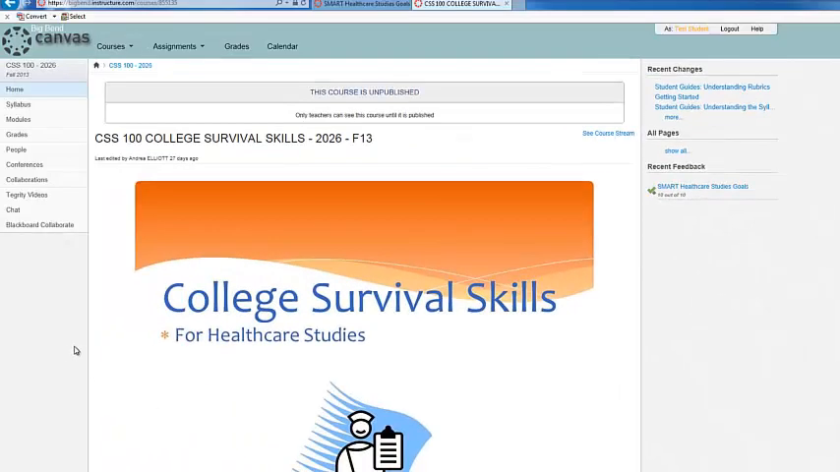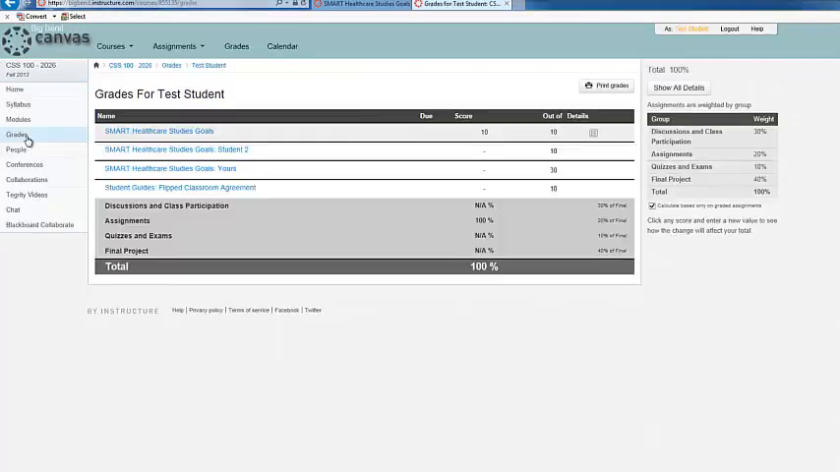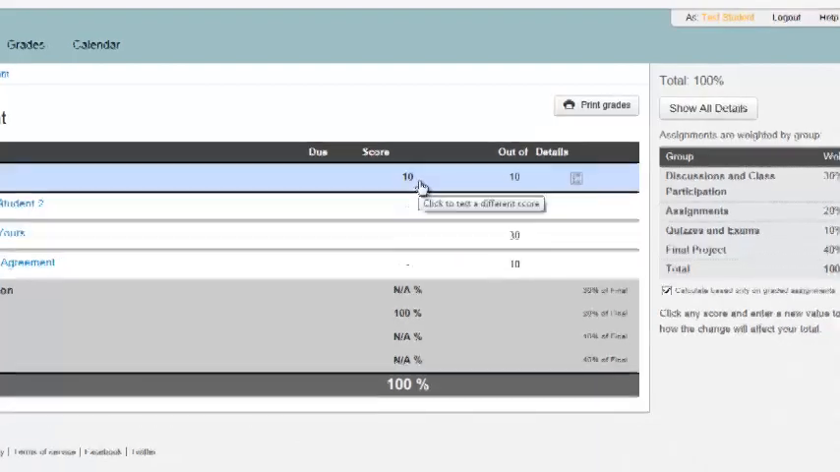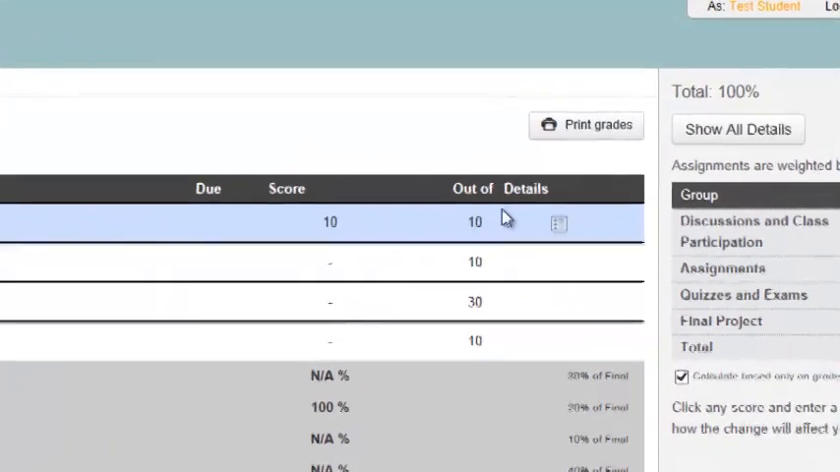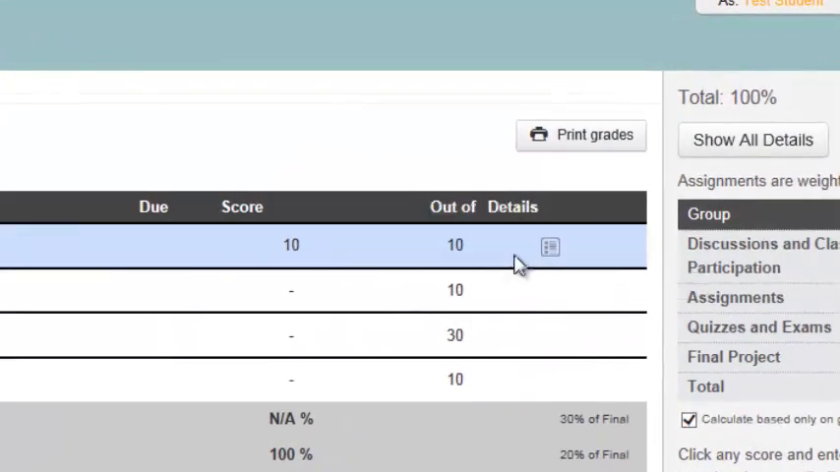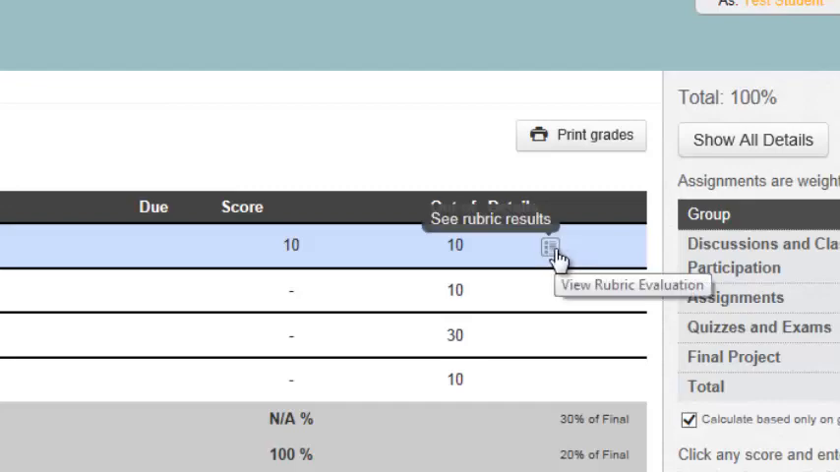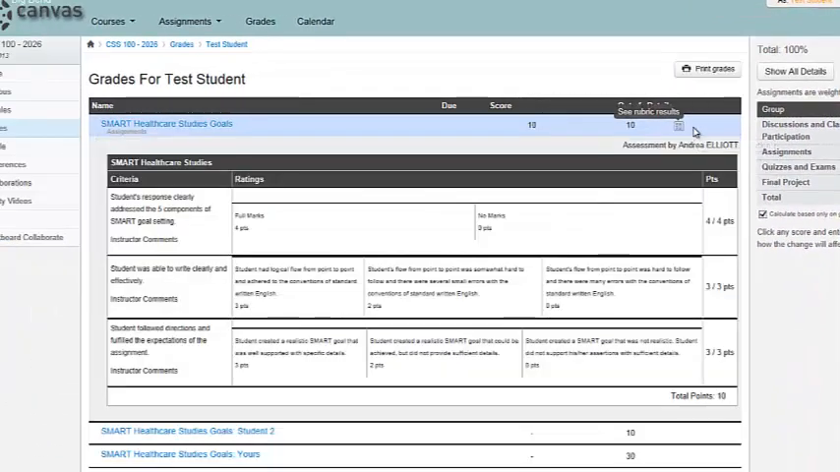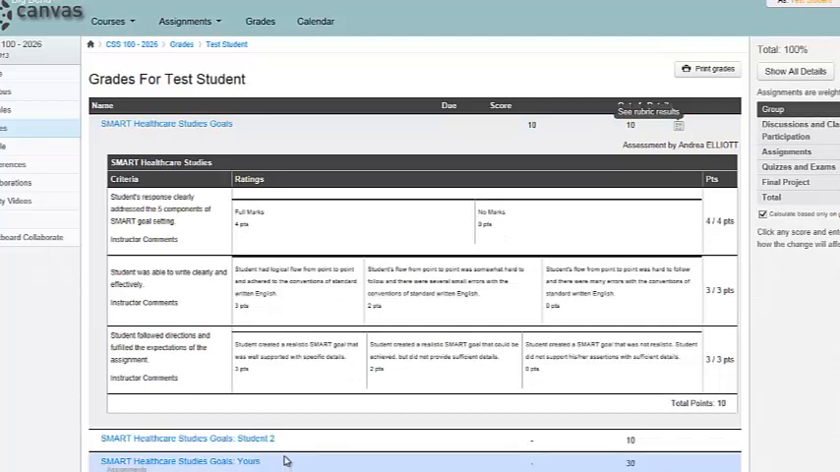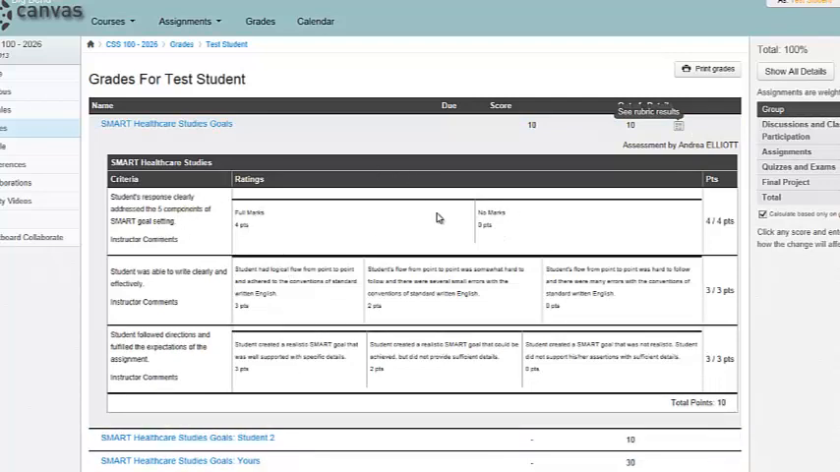A student can find their grades by clicking on the Grades tab on the left-hand side and then locating the assignment that they submitted. On the top here, it says Smart Healthcare Studies Goals, score 10 out of 10. So the student received 10 points out of 10 points possible. And the little box right here, if you put your mouse over it, it says see rubric results. If you click on that, it will tell you what rubric grading you received based off of the assignment.